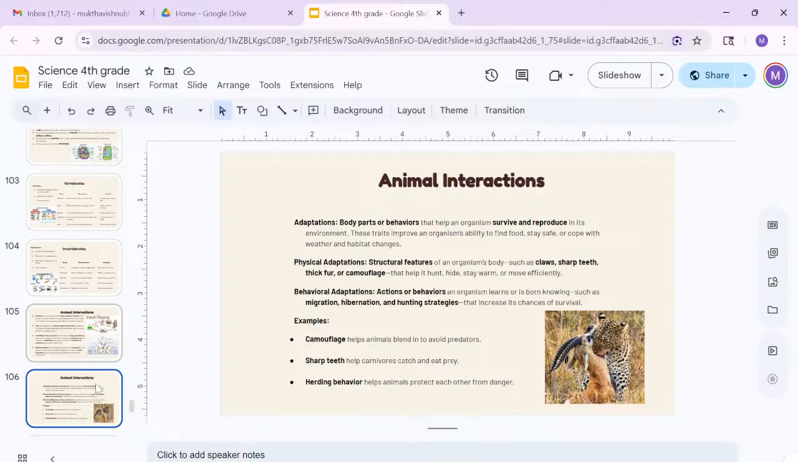Camouflage helps animals blend in to avoid predators. Sharp teeth help carnivores catch and eat prey. And herding behavior, which is when animals travel together in a group, helps animals protect each other from danger. And these are some physical and behavioral adaptations, because herding is a behavioral adaptation.